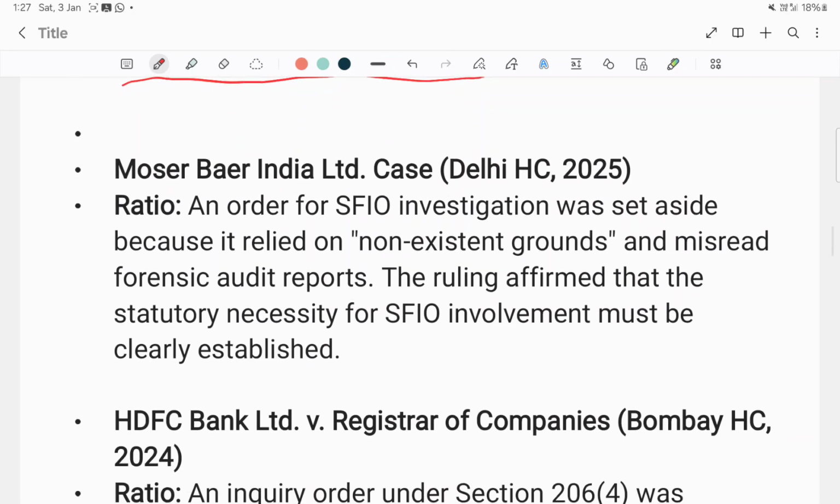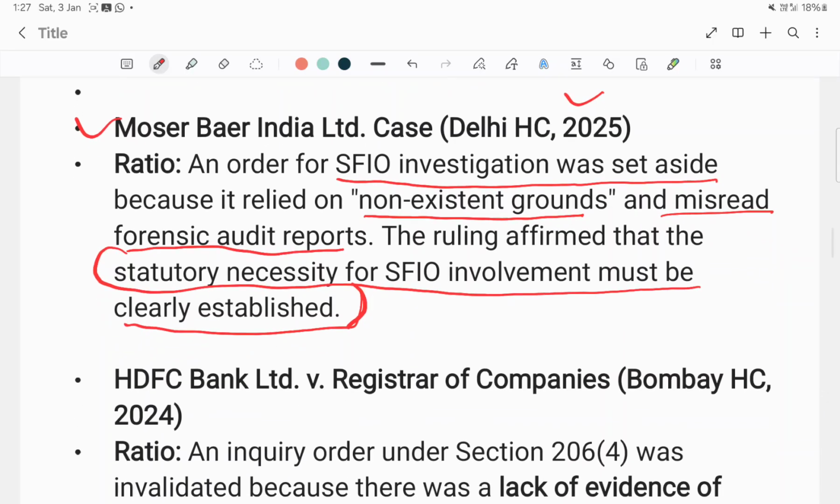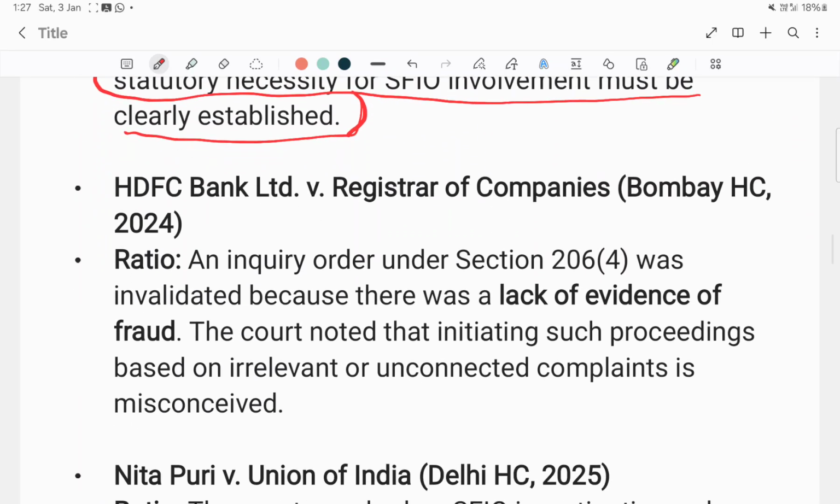Moser Baer India Limited, a case decided by the Delhi High Court in 2025. It says that the SFIO investigation was set aside. It relied on a non-existent ground and misread the forensic audit report. The ruling affirmed that the statutory necessity for SFIO involvement must be clearly established. On vague grounds, the SFIO cannot investigate the matter. This case is all about that.